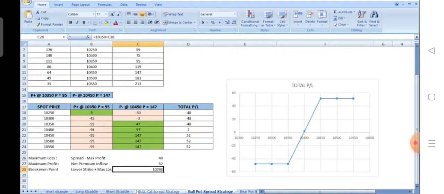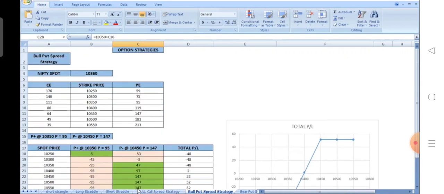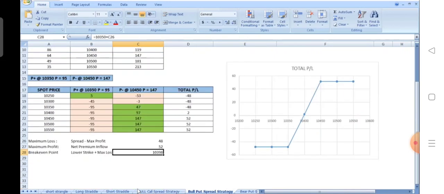So as we can see here, a bullish spread strategy can be carried out using either call or put. We have a fixed profit, fixed loss, which can be quickly calculated from these parameters: the premium, the spread, and the strike price. Thank you.